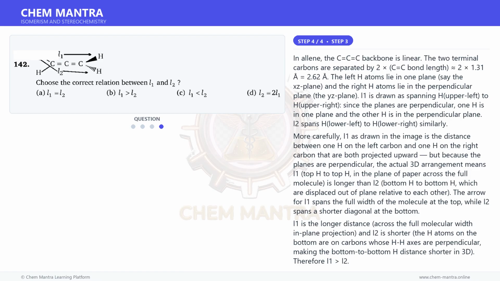Why other options fail? A. L1 = L2 would only be true if the geometry were symmetric in the same plane, which it is not due to perpendicular CH2 planes. C. L1 < L2 is the reverse of the correct answer. D. L2 = L1 is numerically incorrect.